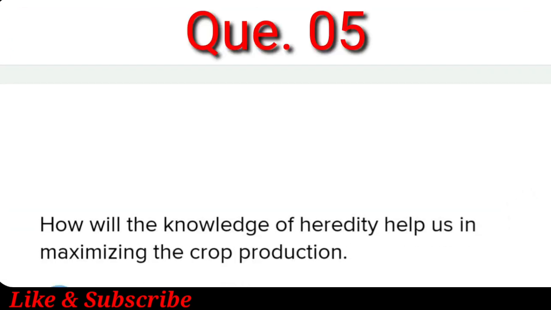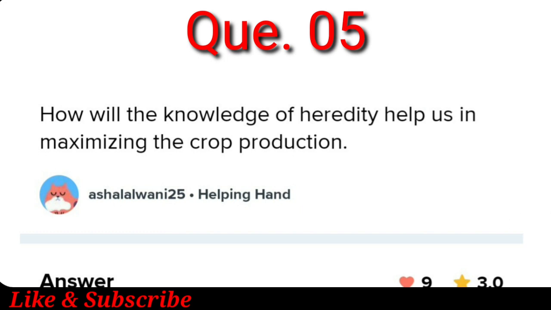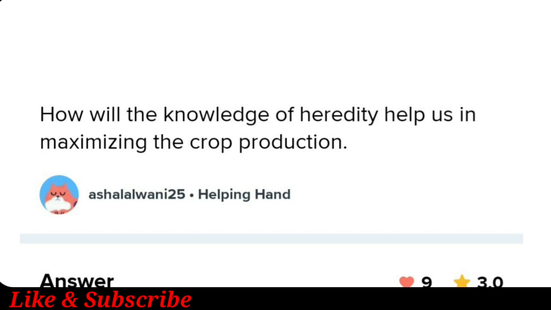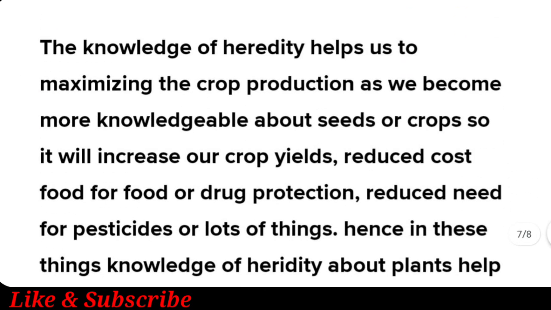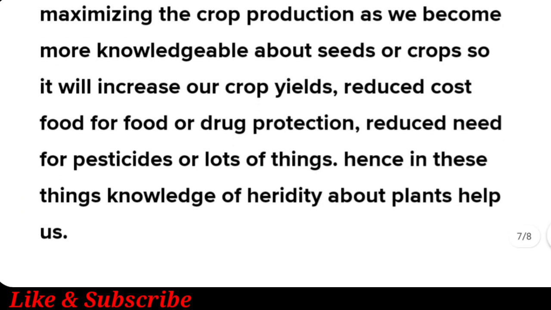In this way, question number 4 is completed. Now talk about question number 5, in which we have to find out how the knowledge of heredity helps us maximize crop production. So the answer of this question will be like this. The knowledge of heredity helps us to maximize crop production as we gain more knowledge about seeds or crops, so it will increase our crop yields, reduce cost, provide food or crop protection, reduce the need for pesticides, and lots of other things. Hence, in these things, knowledge of heredity about plants helps us.